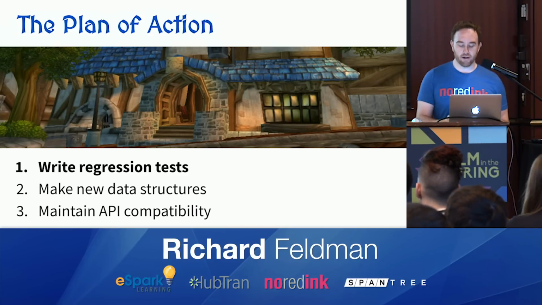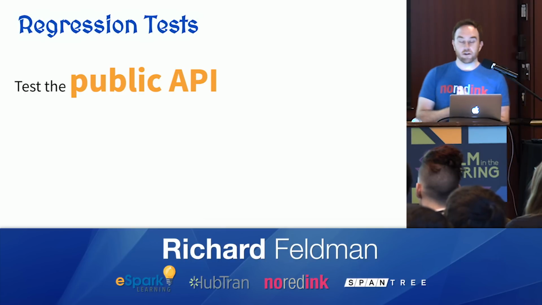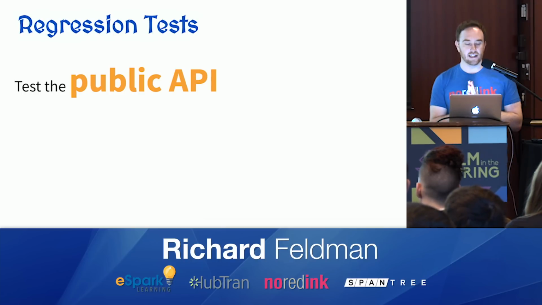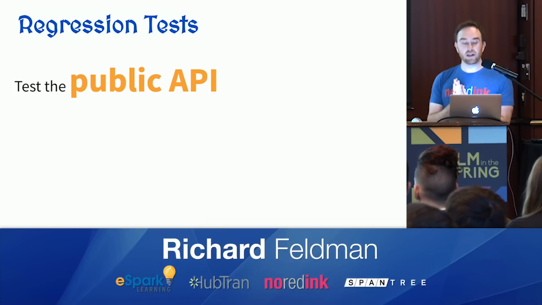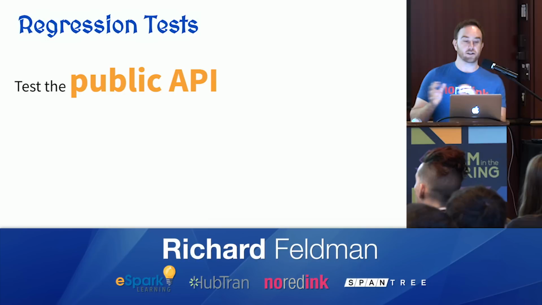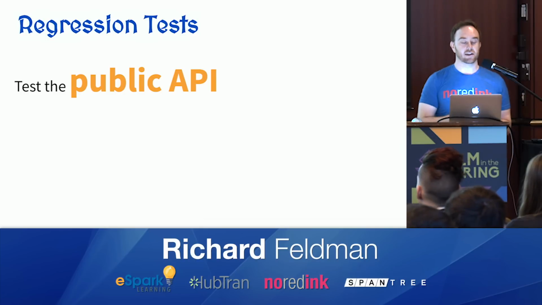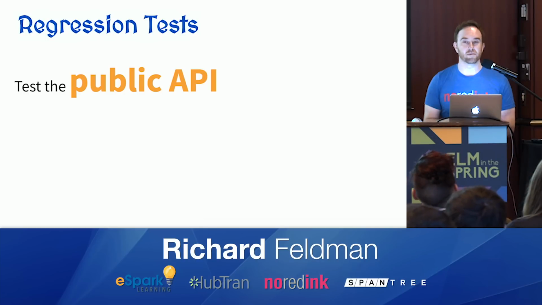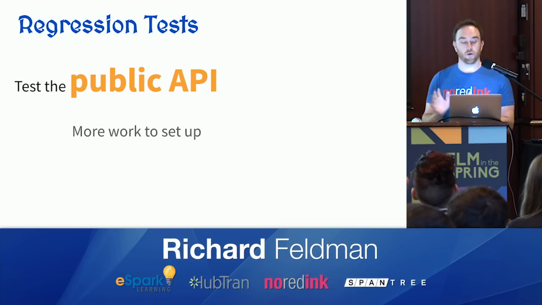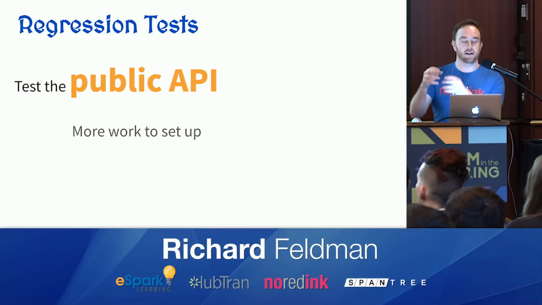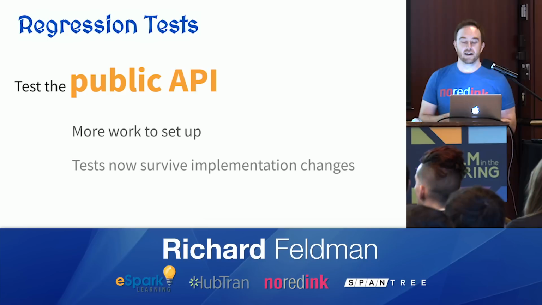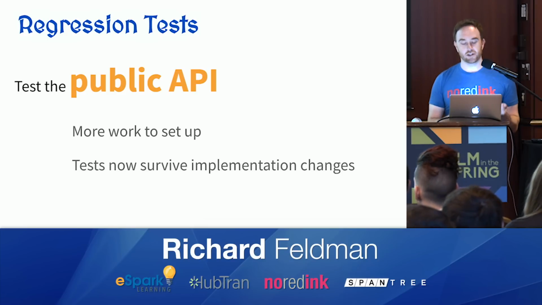All right, step 1, write regression tests. There's one really important thing here, which I tried to emphasize subtly on this slide, which is if you're writing regression tests for an existing code base, you really want to test the public API. Don't go in and test internal implementation details, because the whole point is we want to change the internal implementation. We're not happy with it. So by writing tests against the public API, granted, it's going to be more work to set up. We're going to have to write some convenience helper functions that will make it a little more ergonomic to test the items within this public API. But importantly, our tests will now survive the implementation changes that we're about to make.